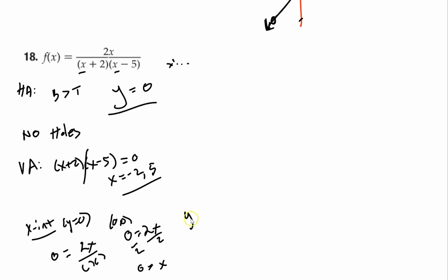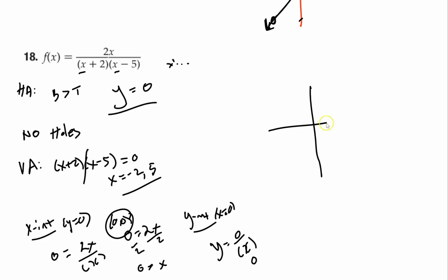So if I get to the y-intercept, right, x equals 0, you get the same thing. You're going to get y equals 0 because 2 times 0 is 0 over something, which is 0. So x and y intercepts at 0, 0. Let's, as always, graph horizontal asymptote. Our vertical asymptotes, you have 2 of them this time, -2 and 5.